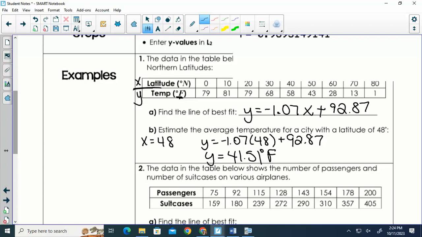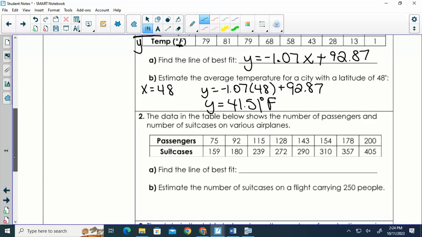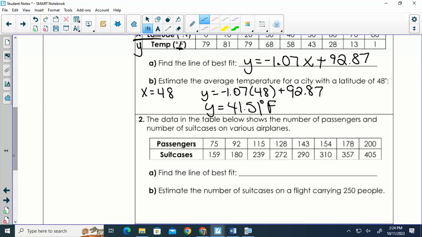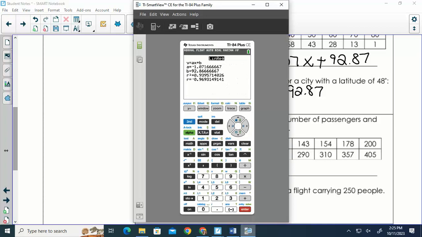All right. Other questions there? Okay, let's try another one. So in this, let's just make passengers the X, suitcases the Y. On my calculator, what is the fast way to clear this out? Where do I have to go first of all? Stat.